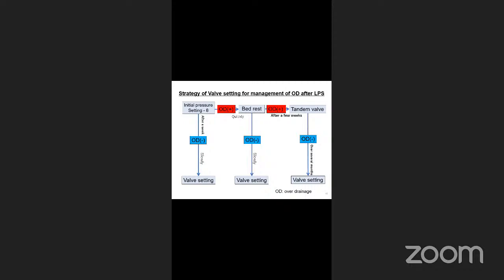This flowchart is our management of overdrainage after LP shunt surgery. The initial valve pressure is the highest setting. One week after surgery, when the patient has no overdrainage symptoms, we will decrease the valve setting. When overdrainage appears under the highest setting, the patient should be on bed rest as soon as possible. When the overdrainage symptoms show improvement, the programmable valve will be gradually set lower.